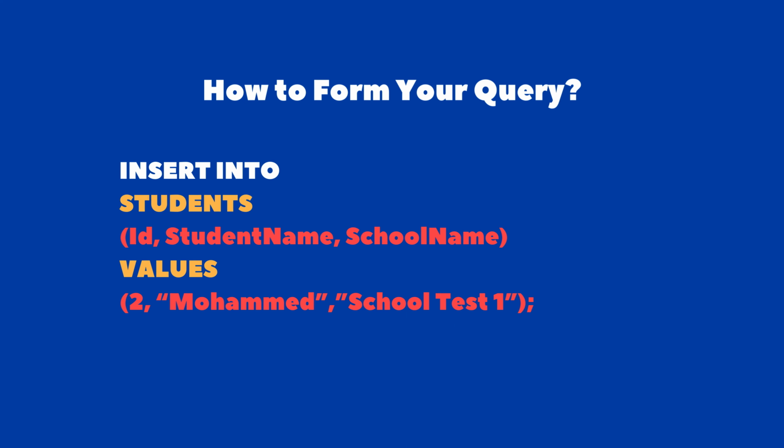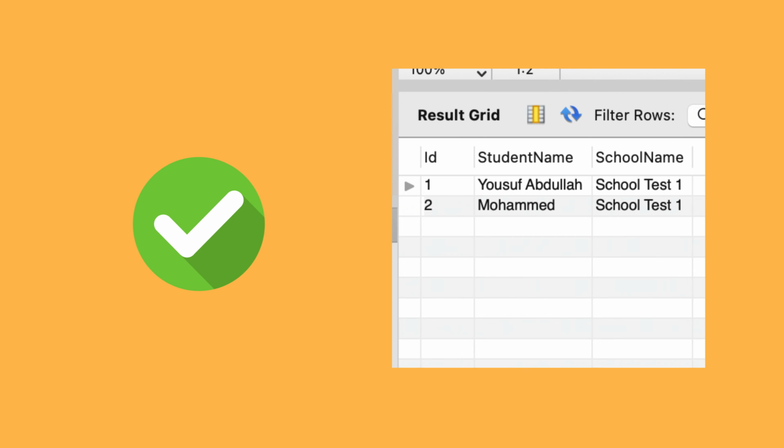You can write it as follows: insert into student, the table name, then the column list: ID, student name, school name. Then we use the keyword values, or we can use value. Then we list all our values. So congratulations, you inserted your first data record in the table.